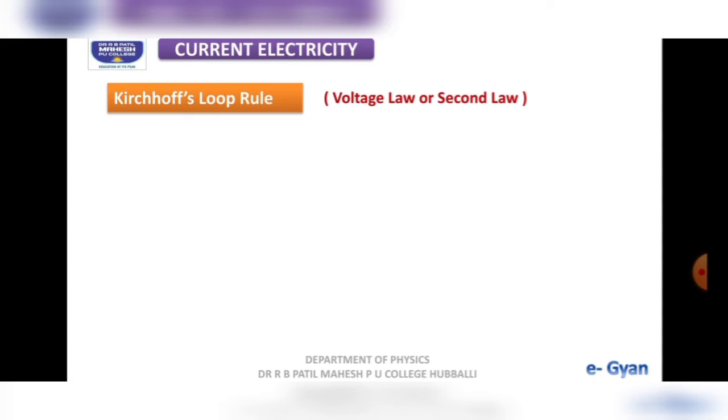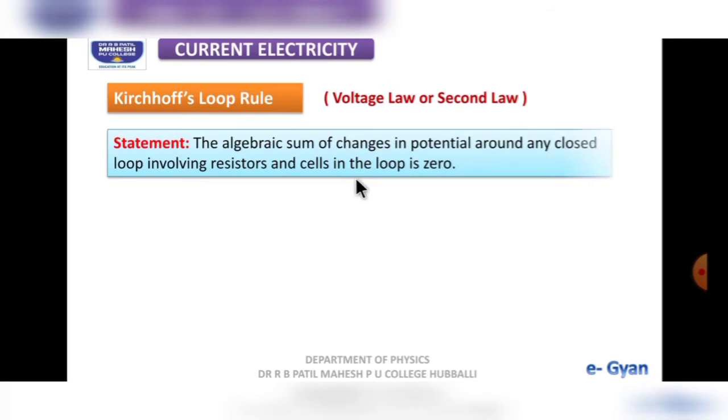Now let us see the statement of this. The algebraic sum of changes in potential around any closed loop involving resistors and cells in the loop is 0. Change in potential is voltage. The algebraic sum of voltages around any closed loop is equal to 0. That is, summation of E plus summation of IR is equal to 0, where E is EMF, I is current and R is resistance.